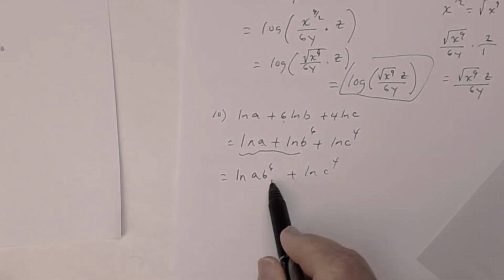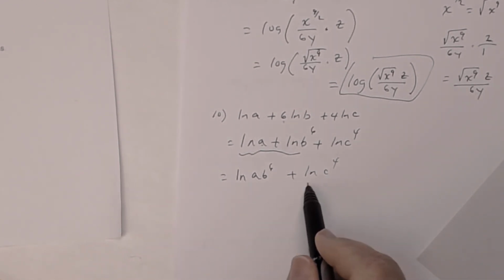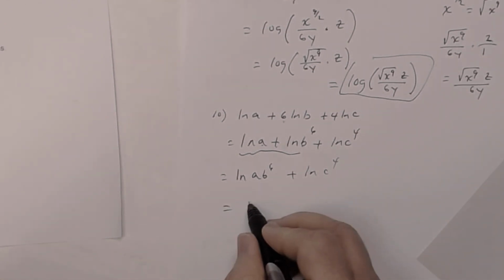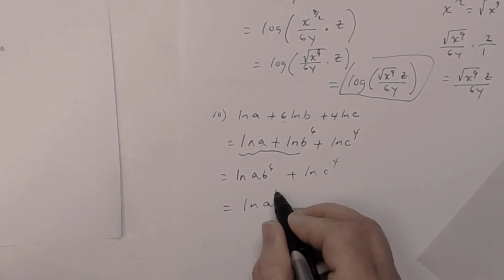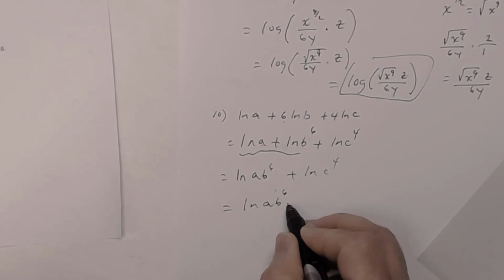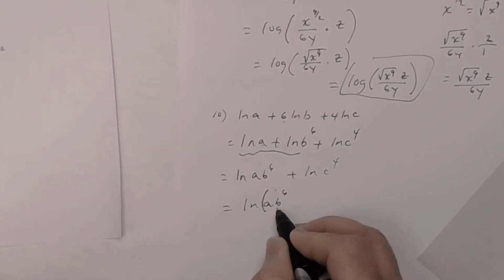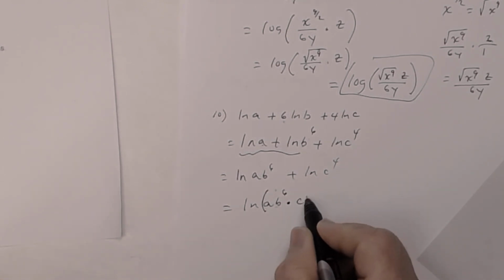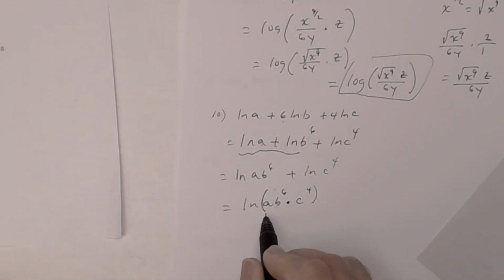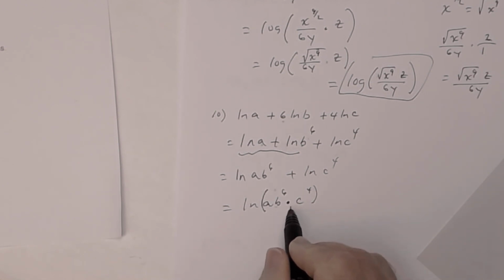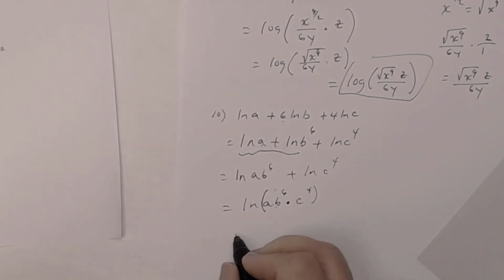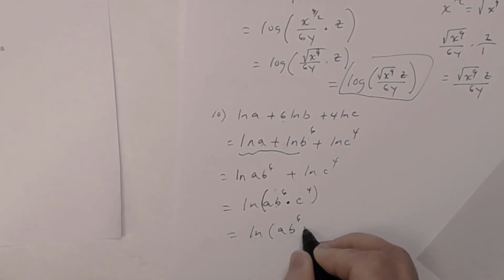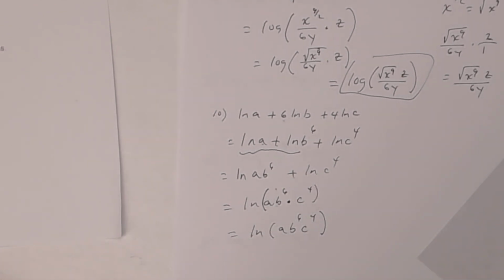So I have a sum of two logs still, so I can use the product rule. That becomes the natural log of A times B to the 6, let me put that in parentheses for a moment, times C to the 4th. Well, all these are products, right? So I don't need to put this little symbol right here. So this really becomes the natural log of A, B to the 6, C to the 4th. And that's all it is.